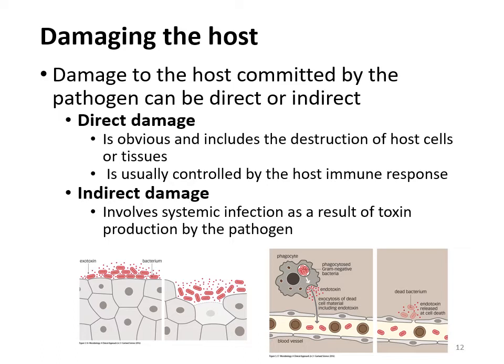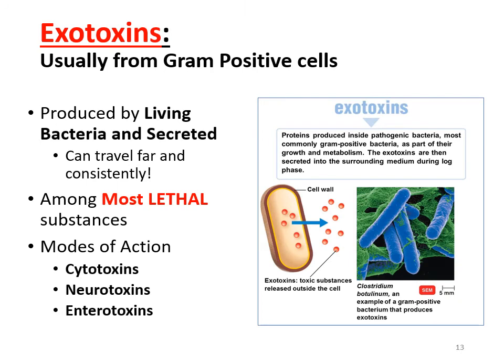Okay? Indirect damage is when you have systemic, so body-wide trouble because of toxins produced by the pathogens. And in the next couple of slides, we're going to talk about the two big categories of toxins, and you have to remember these toxins, okay? So you are going to circle, star, highlight toxins. So the two categories of toxins, again, putting stars all over this slide and the next slide, the two big categories of toxins are exotoxins and endotoxins.